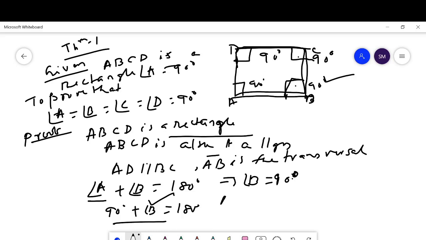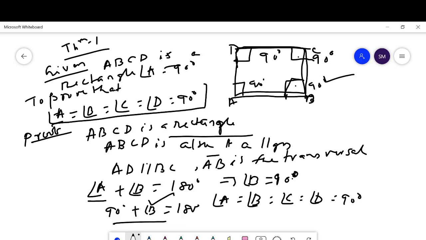Hence, angle A is equal to angle B is equal to angle C is equal to angle D is equal to 90 degrees. Hence, we proved theorem 1: each of the four angles of a rectangle is 90 degrees.